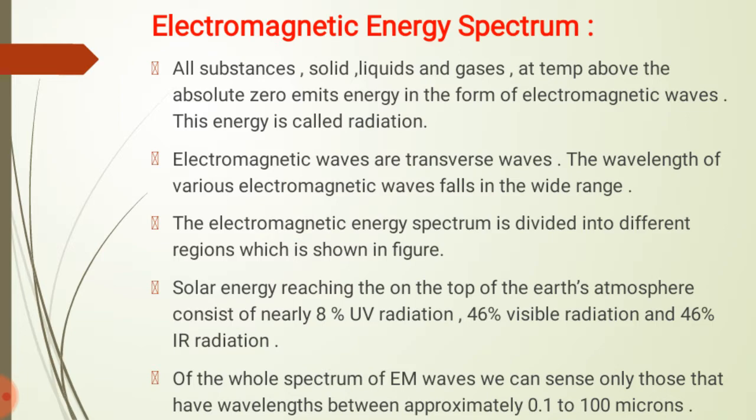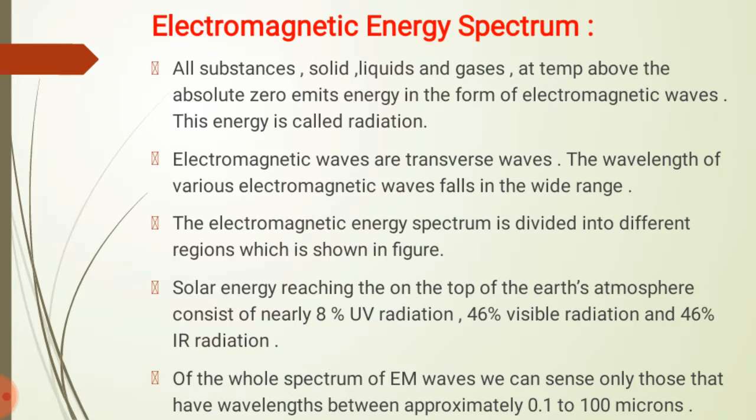This is the composition of solar radiation, that means the UV radiation, visible radiation and IR radiation. Of the whole spectrum of electromagnetic waves, we can sense only that radiation which has wavelengths between approximately 0.1 to 100 microns. That means we can sense only the region of the electromagnetic spectrum which has wavelengths between 0.1 to 100 microns.